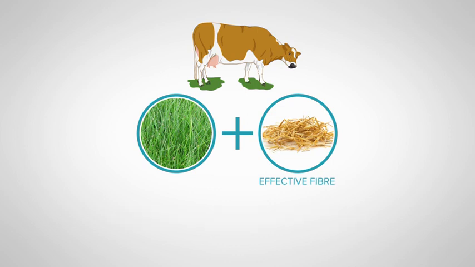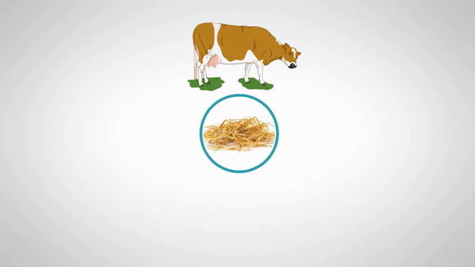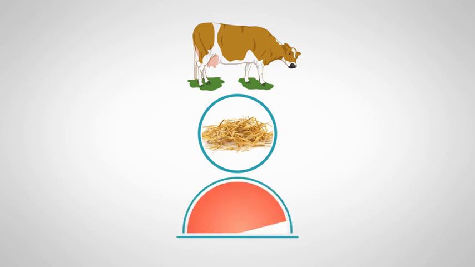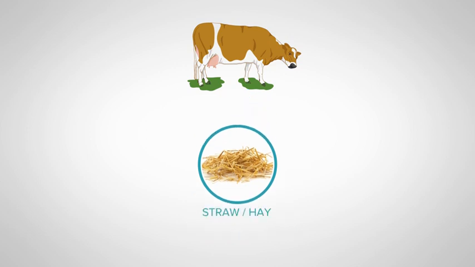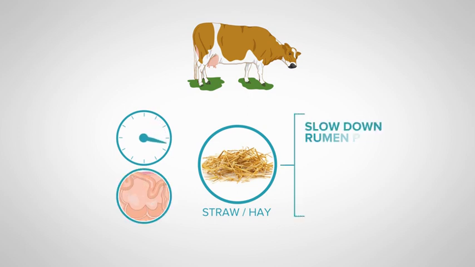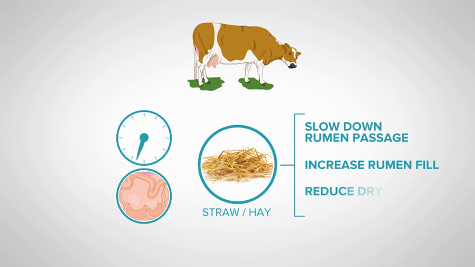The low quality, low ME straw or hay replaces the higher quality, higher ME pasture, reducing the energy content of the diet. Because poorly digestible forages, such as straw or hay, take a longer time to digest in the rumen, they slow down the rumen passage rate, increase rumen fill, and consequently can reduce dry matter intake.